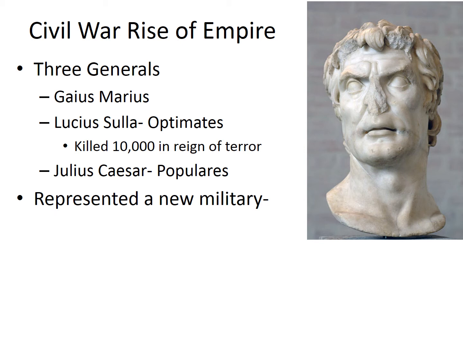The three most known generals during the Civil War, but hardly the only, were Gaius Marius, Lucius Sulla, and Julius Caesar. Sulla represented a group known as the Optimates, and these individuals had personal armies ultimately, and they used these armies to gain political power and to punish their political opponents. Hence why Sulla uses his army to lead a reign of terror in Rome that kills about 10,000.